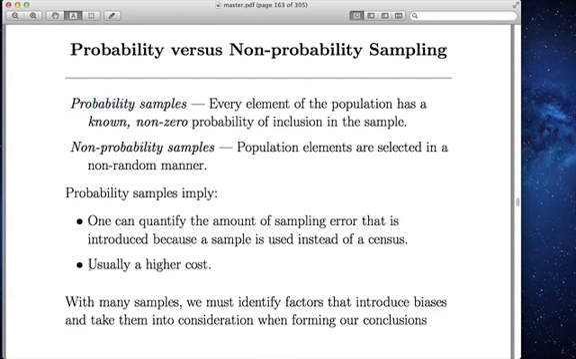Probability samples usually also mean it's going to cost more. So the closer you want to get to a probability sample, the larger the incentive that you're going to have to offer. So you offer an incentive, people are going to be more likely to respond to your survey instead of throwing it out. You may have to pay more to get a better sampling frame. So all of these things imply a higher cost.